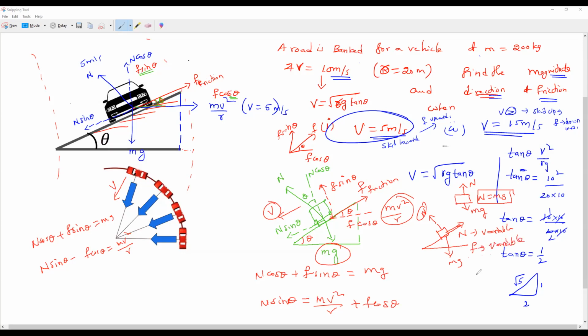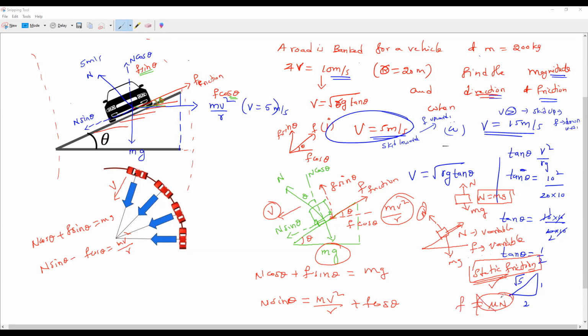Here it is not the limiting friction. So what is the friction here? Everybody, it is the static friction. Banking of road: self-adjusting friction. Friction does not remain constant when the car is traveling on inclined roads. It remains variable, self-adjusting friction. That is why it is called static friction. So here friction is not equal to mu N.